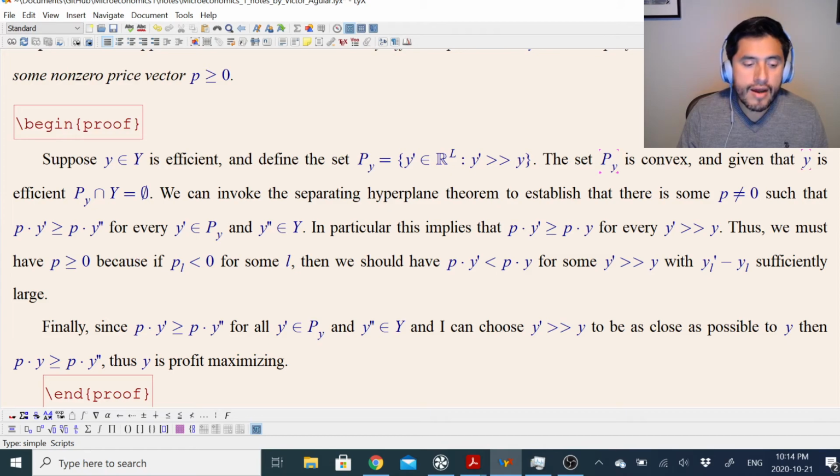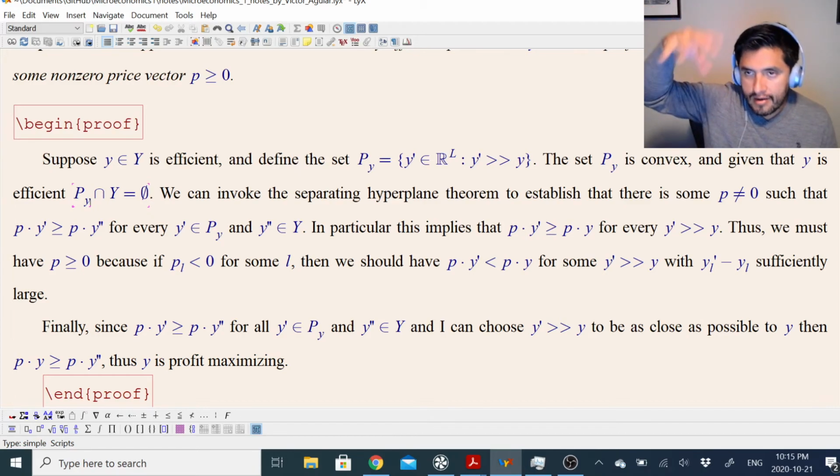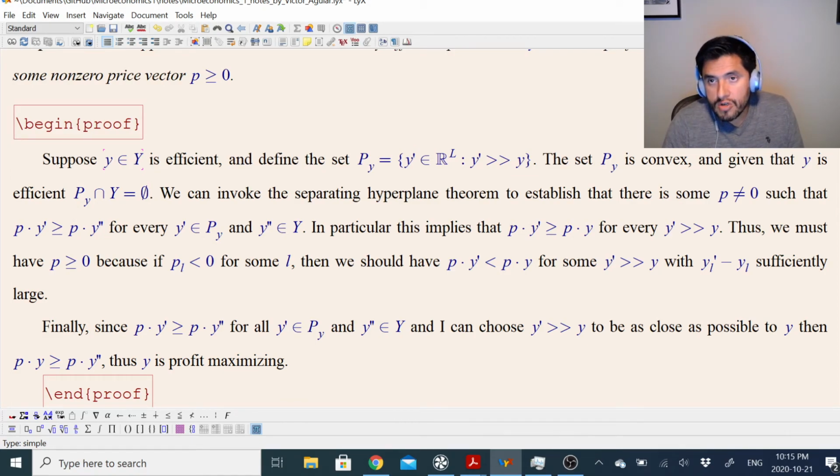And given that y is efficient, it has to be that if I take this set, the strict upper contour set, which is open, its intersection with the production set Y is empty, right? Because there cannot be a point that is better in every entry if the point y that I'm fixing is efficient, by definition of efficiency.